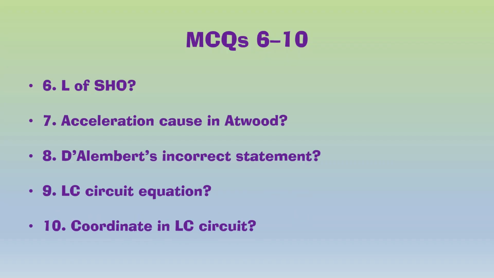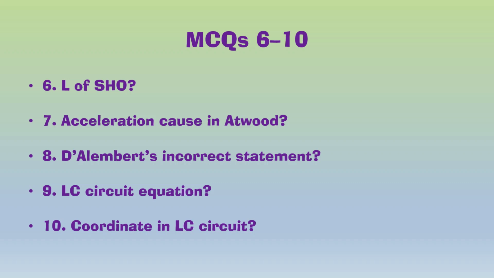So L of simple harmonic oscillator, here L is the Lagrangian, then L is equal to T minus V. So how can we write the Lagrangian of a simple harmonic oscillator? Then what is the oscillation cause in the Atwood machine? Then question number 8, what is the incorrect statement? Then what is the LC circuit equation? Last slide. Then the last question, what are the coordinates in the LC circuit? Simple. If you understood the slide, we have to write down all the answers.